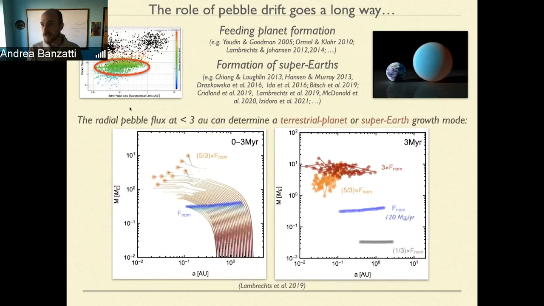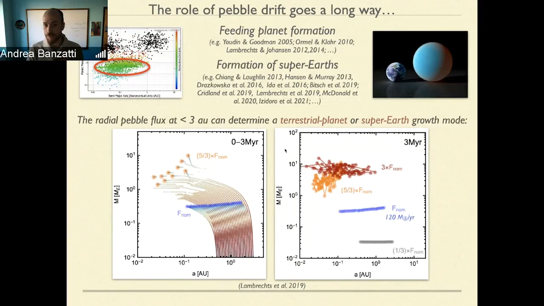In particular, let me take this example from a recent work by Michael Lambrechts, where it has been shown that depending on the mass of pebbles that makes it from the outer disk to the inner disk and delivers solid mass to the inner disk, depending on the mass flux of that, the planets that can form in the inner disk could be systems of super Earths or rocky, smaller terrestrial planets.